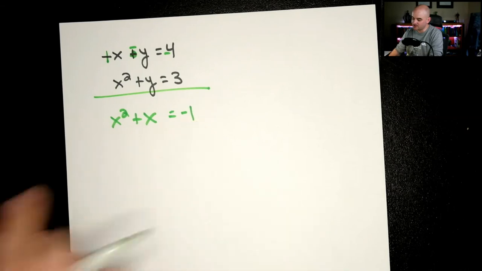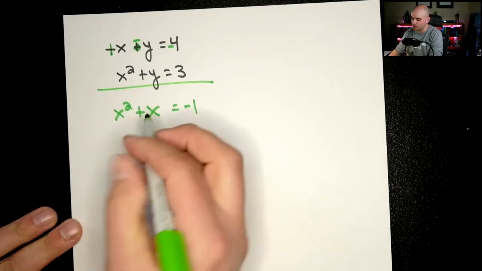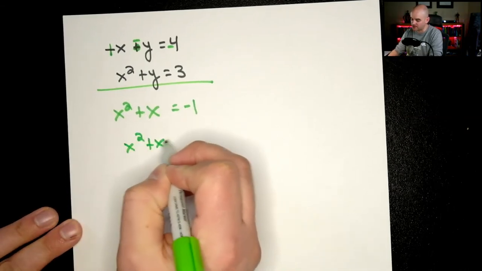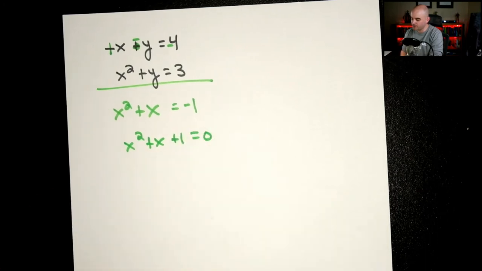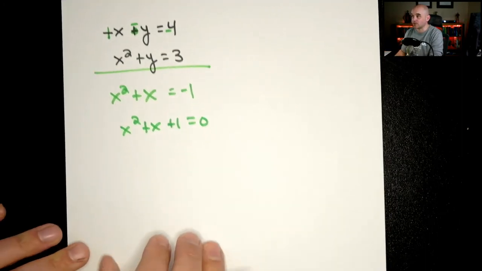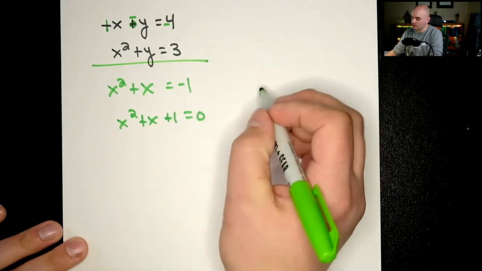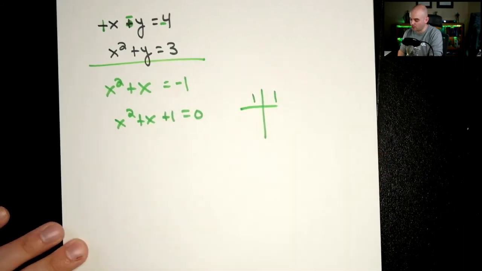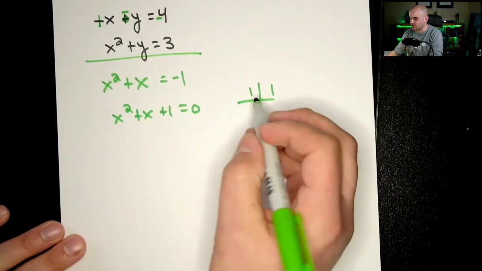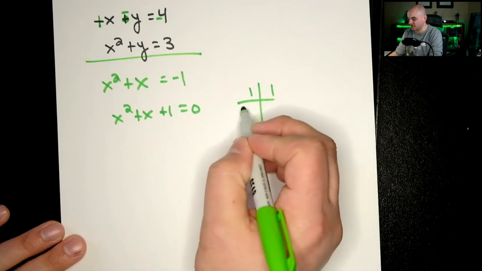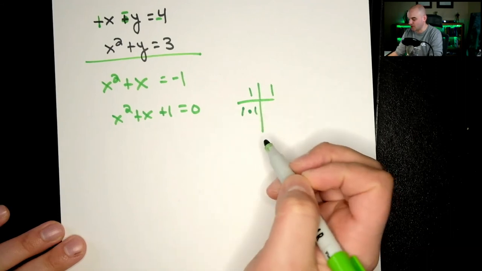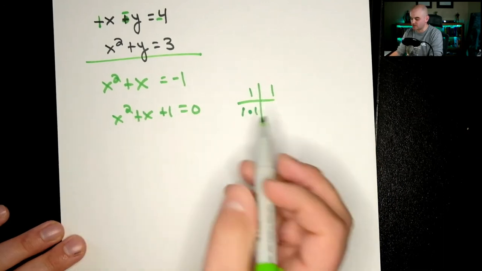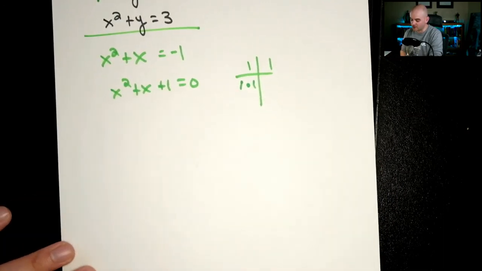Once again, this is a quadratic, so I'm going to move the 1 over. I get x squared plus x plus 1 equals 0. And I'm going to solve this by factoring. So we've got factors of 1 that add up to 1. Let's see here, there's nothing really, huh? 1 times 1 does not add up to 1. And so I'm going to actually solve this not by factoring, but by the quadratic formula.